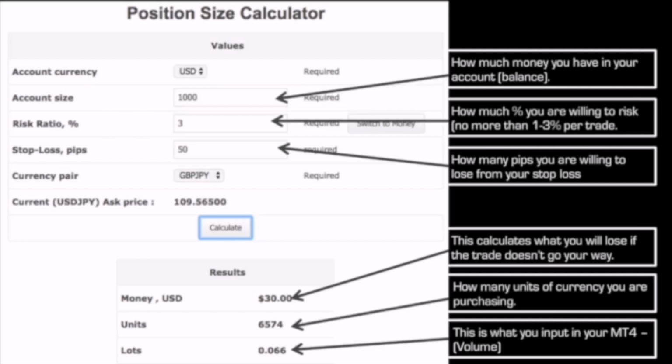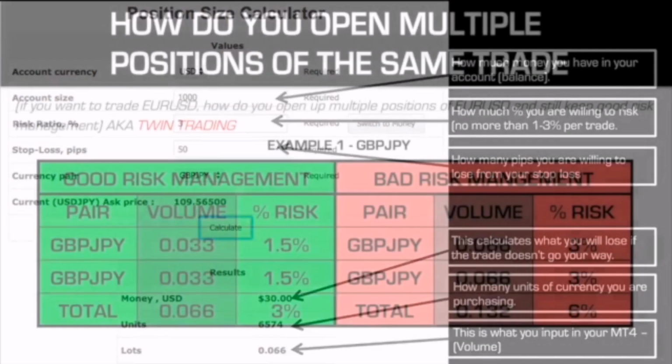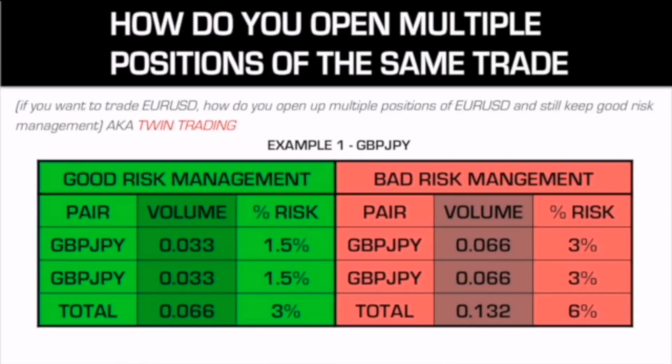How are you going to break this up? Maybe you don't want to just do one trade at 0.066. Maybe you want to break it up. How do you actually do that? So now to use good risk management, the way you would do that is you would take that 0.066 and divide it by 2. If you want to open up 2 positions so that it still totals up to 3% of your account, then you just divide it by 2.